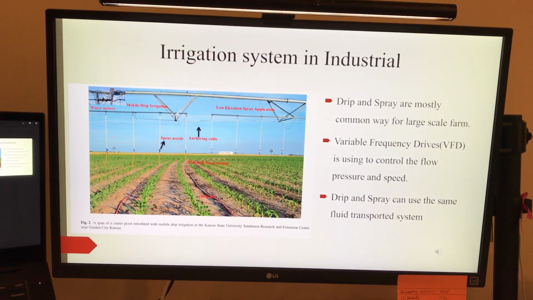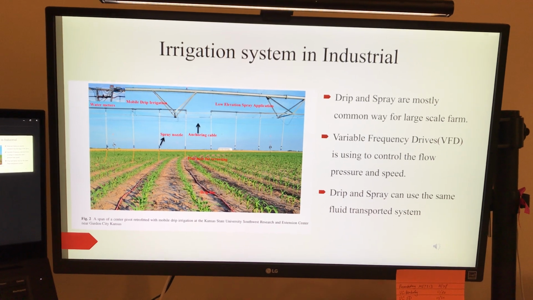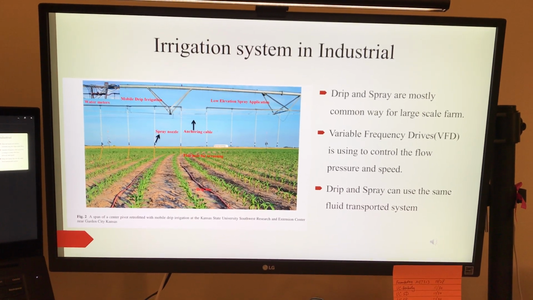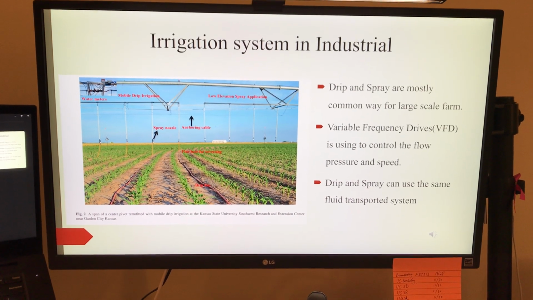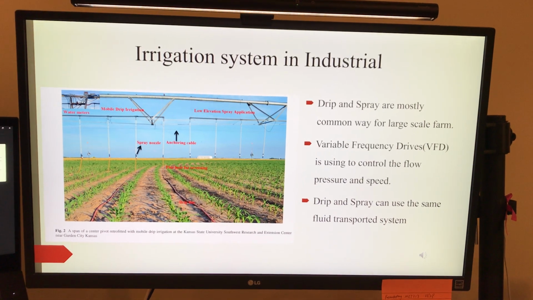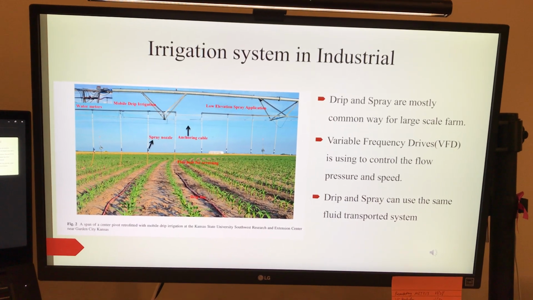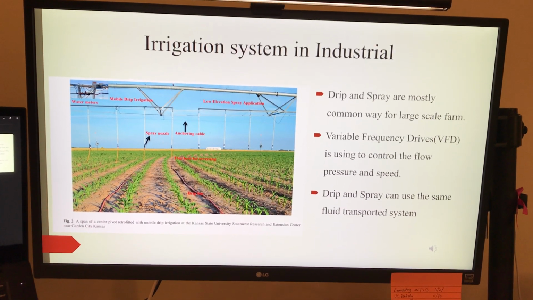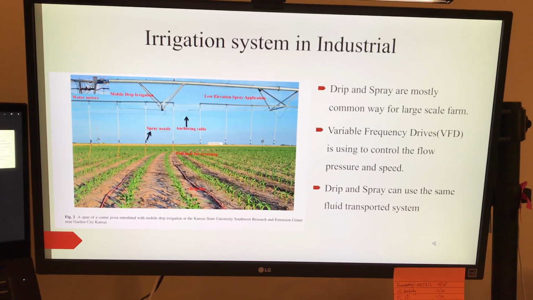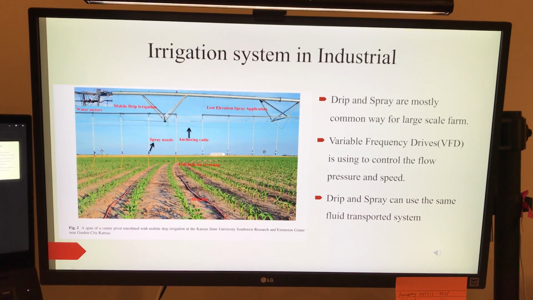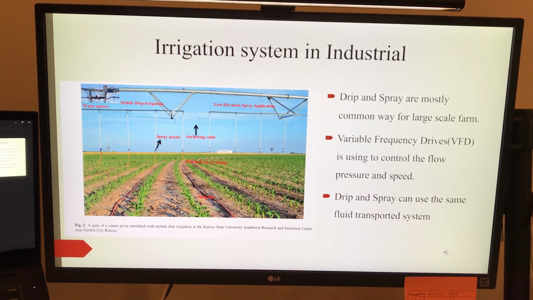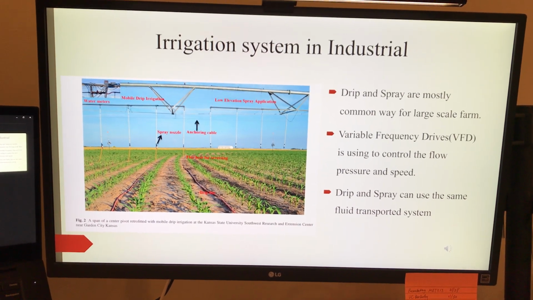For my research, the irrigation systems in industry have two different categories. The first one is drip and the second is spread. These two categories use the same mechanical transportation system. The most important part is the VFD, the variable frequency drive. The variable frequency drive controls the flow pressure and the flow rate, which controls the speed of the water and the amount of water.